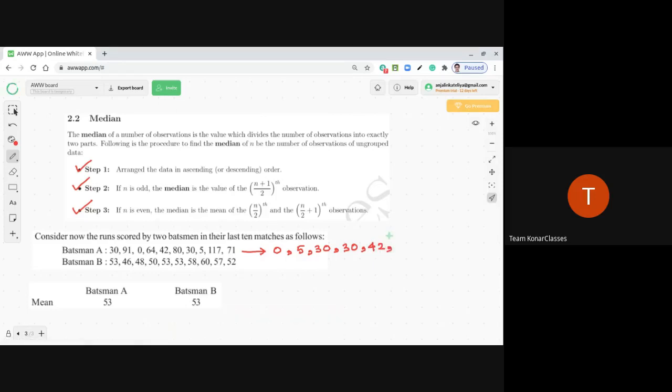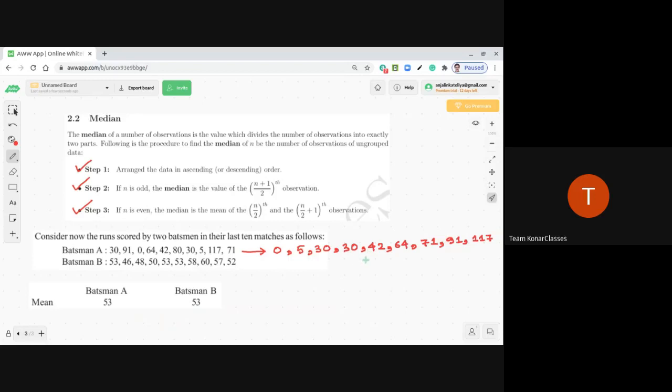Then after 42, it is 64. After 64, it is 71. And after 71, it is 91. And after 91, it is 117. I'm just taking only one batsman, and counting 1, 2, 3, 4, 5, 6, 7, 8, 9. So we missed one.